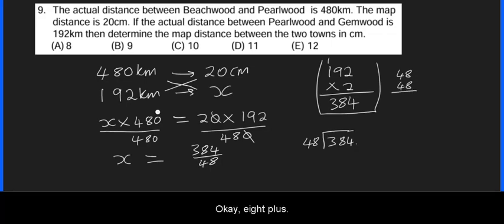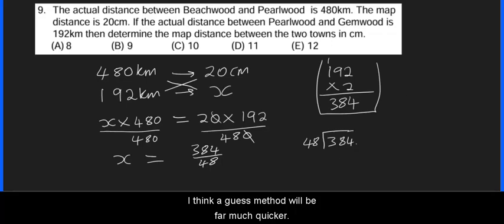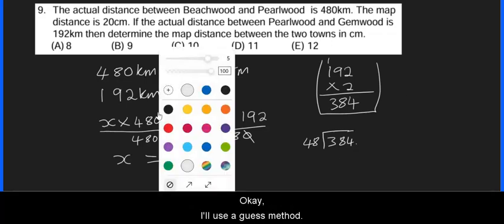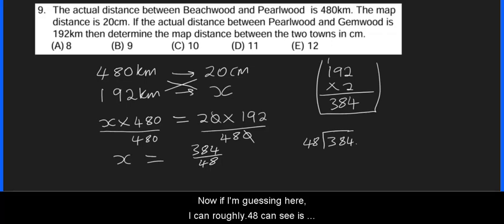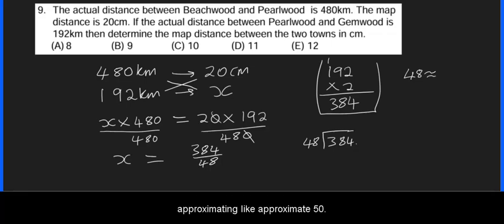Or you could use a guess method. Let me use a guess method. I think a guess method will be far quicker. Now, if I'm guessing here, 48 is roughly approximately 50.